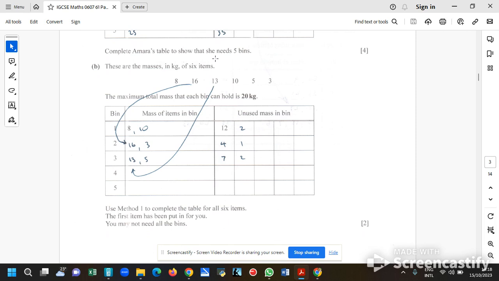The only way to really follow what I'm saying here is with a pencil and paper to go through it bit by bit yourself. Place the 8, place the 16, place the 13, place the 10, place the 5, place the 3. Listening to me isn't going to really do it. You have to do it for yourself. If you want to stop the video, do it for a few minutes and then switch the video back on.